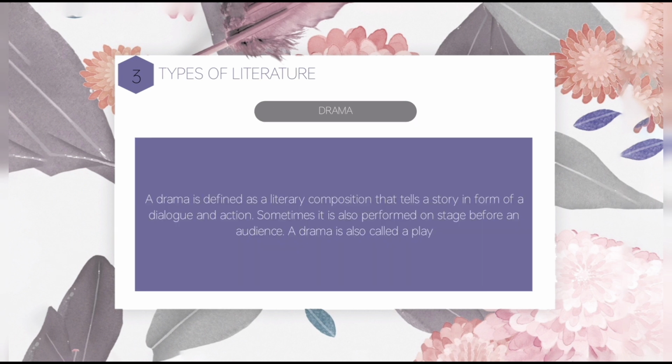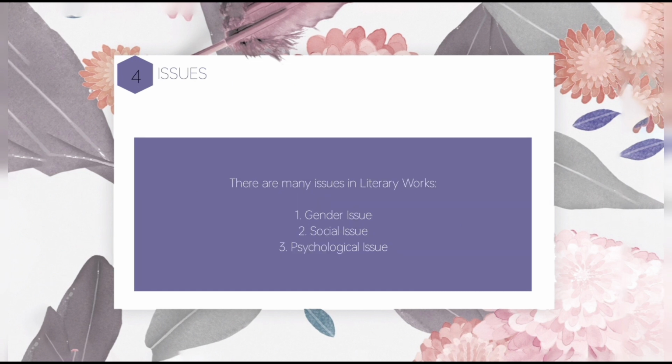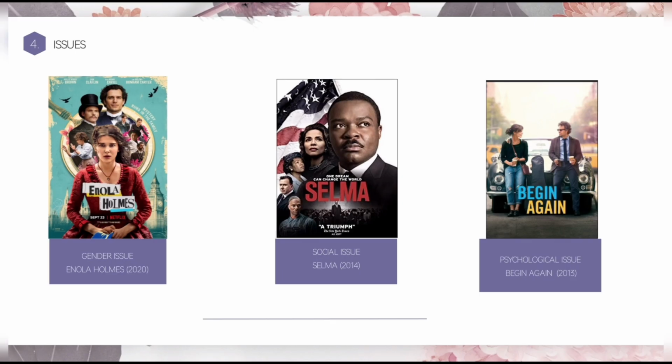And last but not least, drama. Drama is defined as a literary composition that tells a story in the form of dialogue and action. Sometimes it is also performed on stage before an audience. A drama is also called a play. And for all the literary works that I mentioned, there are many issues in them, such as gender issues, social issues, and psychological issues.